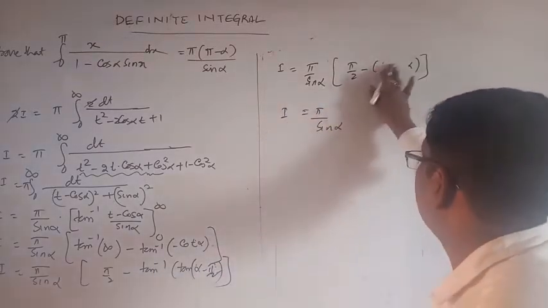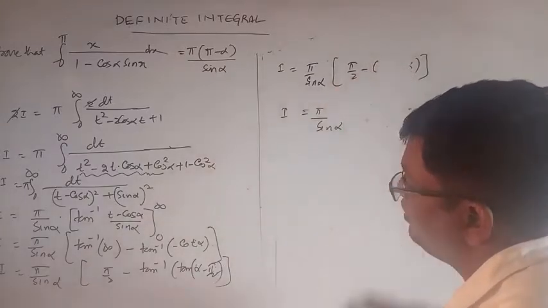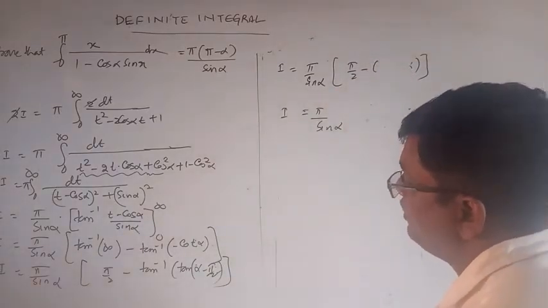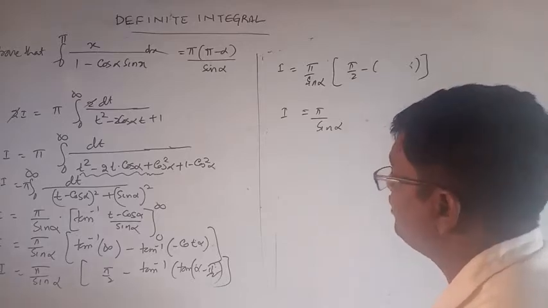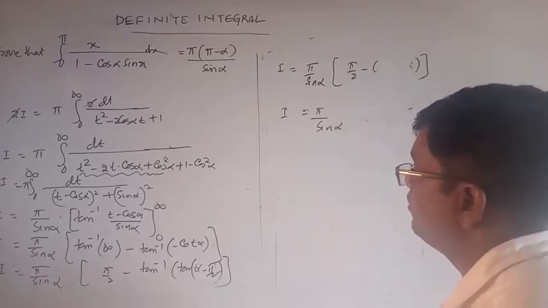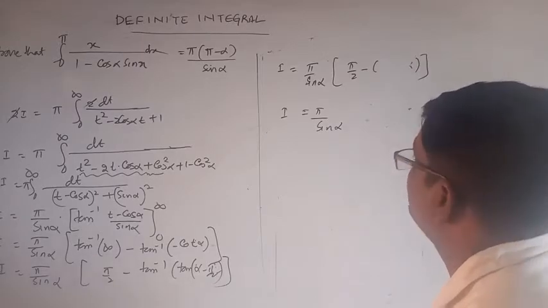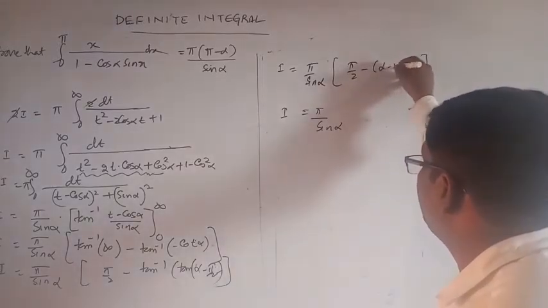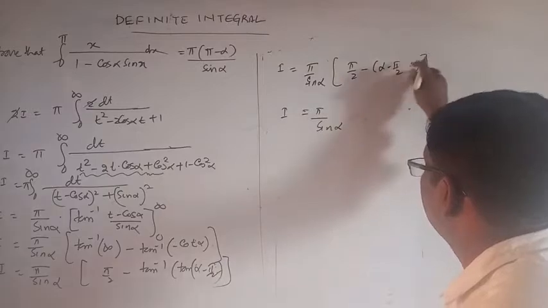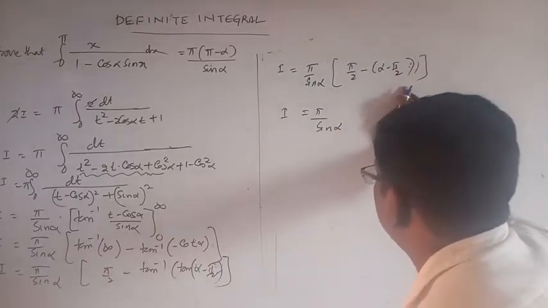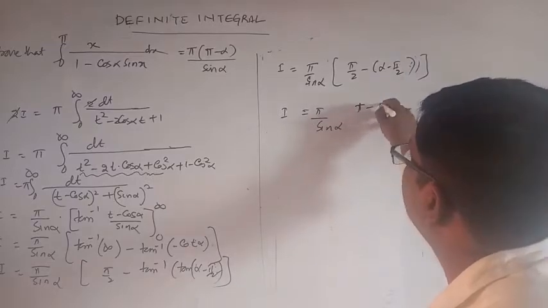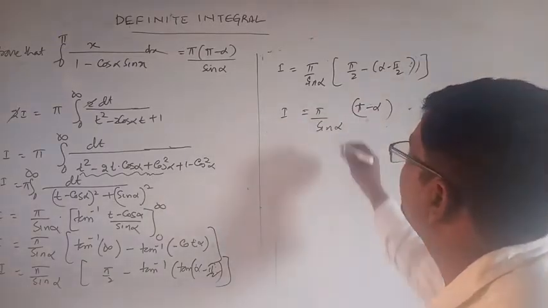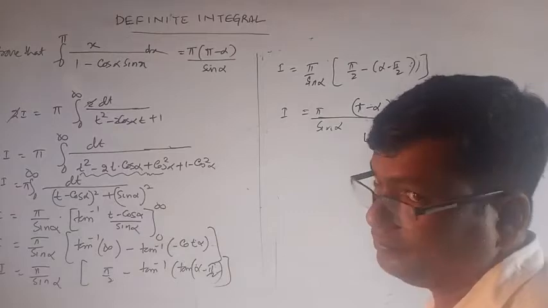So alpha minus pi by 2 means what? This is pi by 2 plus pi by 2, that is pi, and pi minus alpha. This is pi minus alpha. Okay, by sin alpha. This is proved.